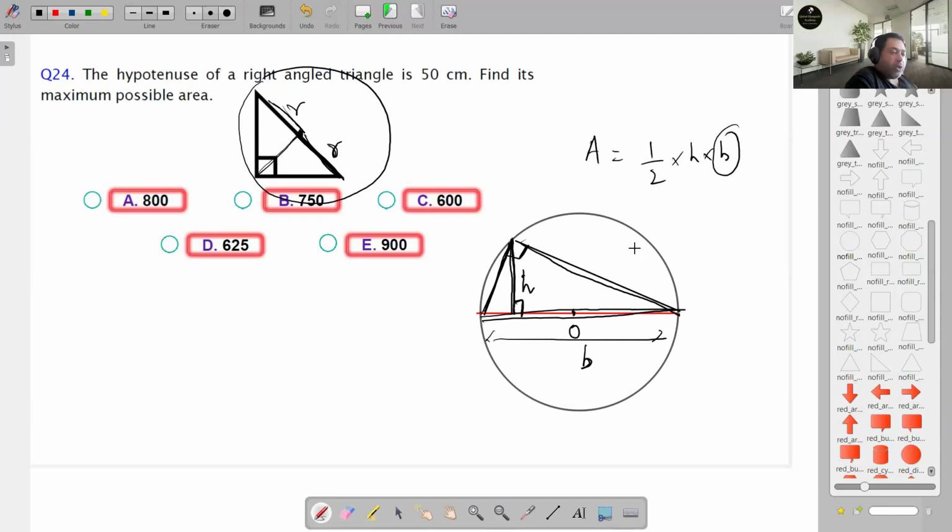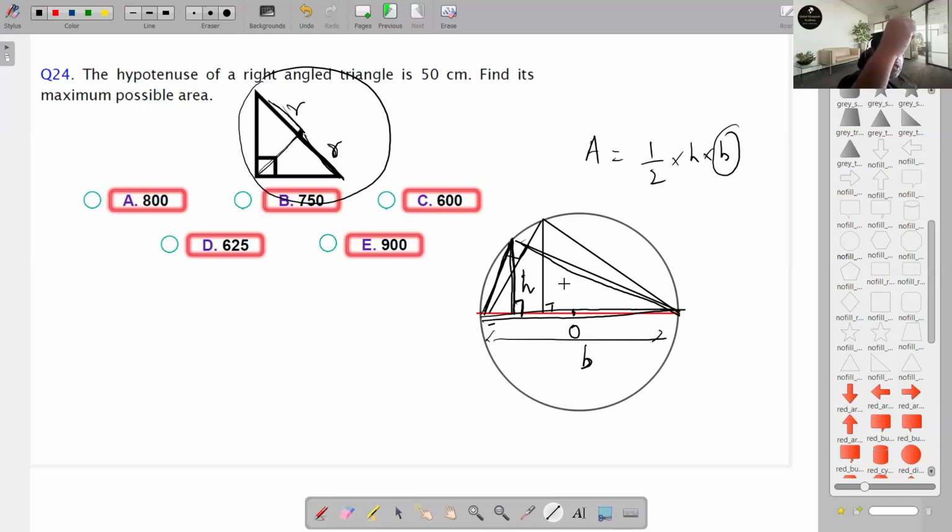Now the base is going to be the same across any triangle. If I make another triangle here, and use the same diameter, the hypotenuse of the right angle triangle, as the base, it will still be the same. But the height will vary, because this height, as you can see, is larger.